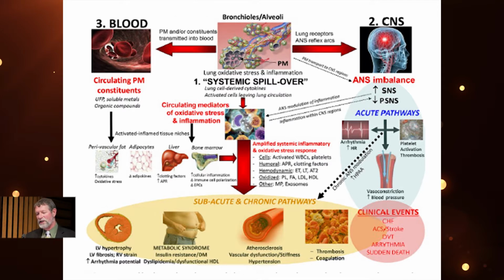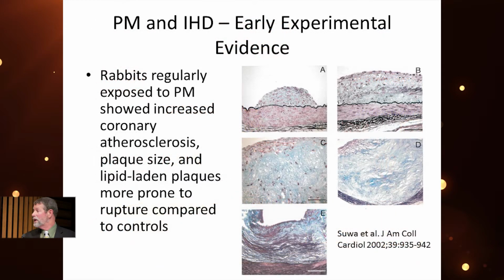Briefly, there's a lot of experimental evidence with regard to PM and cardiovascular outcomes. This is one of the earlier studies that showed that rats exposed to, and this is PM10 by the way, not PM2.5, actually had increased atherosclerosis, which all of these slides show. This is an atheroma or plaque. And this is just showing the quantitative data from this study.